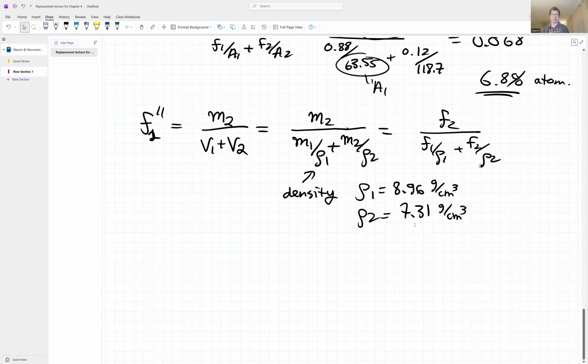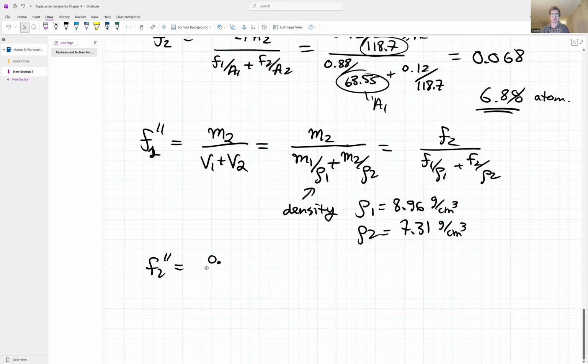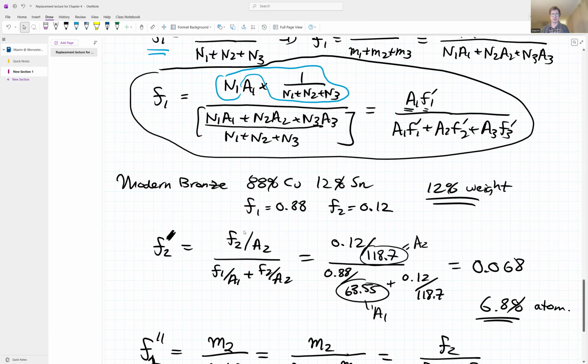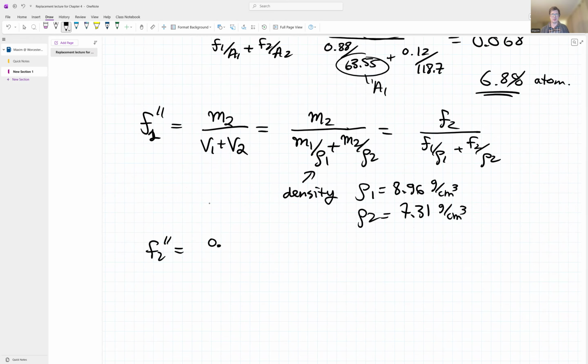So those are the fractions by weight. So F2 double prime, this is the kilograms of tin per volume of material. Or we'll convert it to kilograms, it'll be grams per cubic centimeter at first. So for tin, it's 0.12, and then it's 0.88 for the copper divided by the density of copper, which is 8.96.